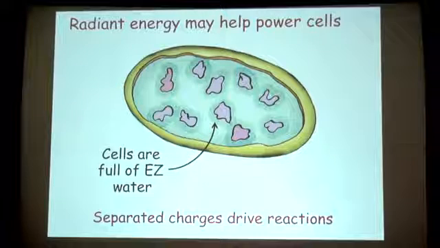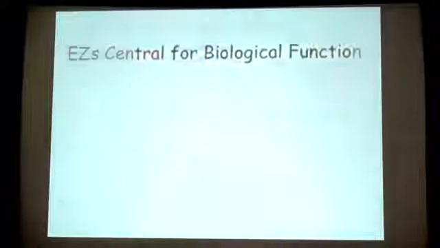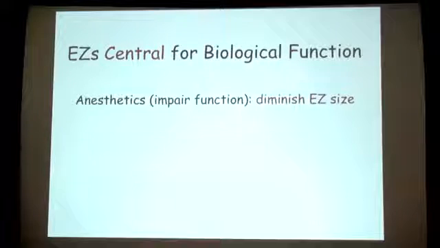And the energy for that can come from ambient radiant energy or heat energy generated by other regions in the body. In fact, all those protons that are generated is very similar to, for those of you who know biology, mitochondrial proton pumps. This is a proton pump, and you get it free in a very simple way. So separated charges drive reactions. So I think the exclusion zones are central for biological function.